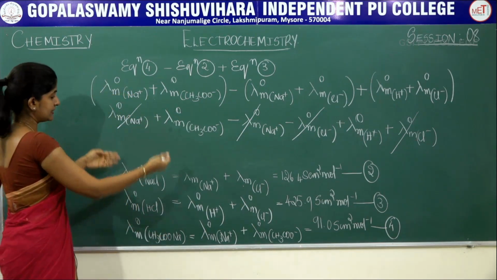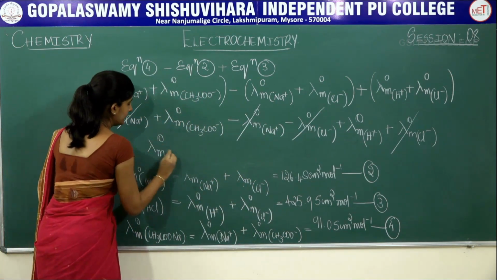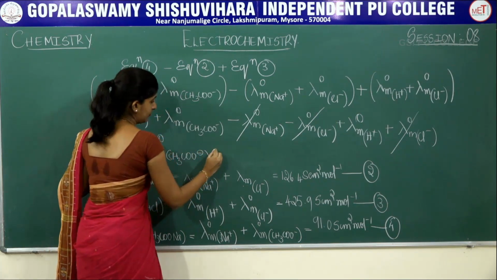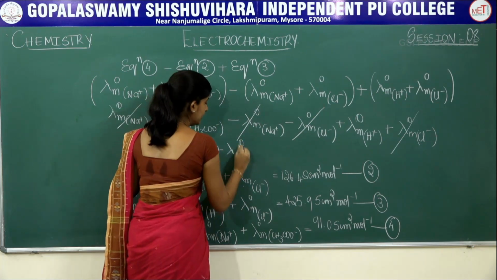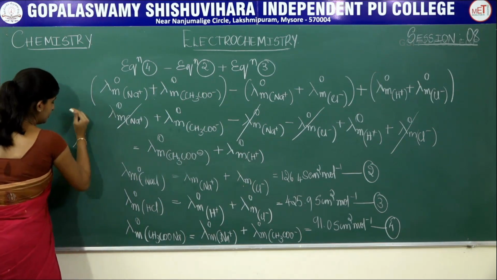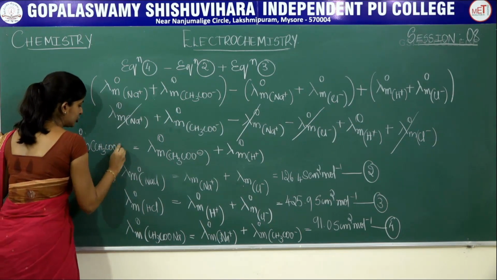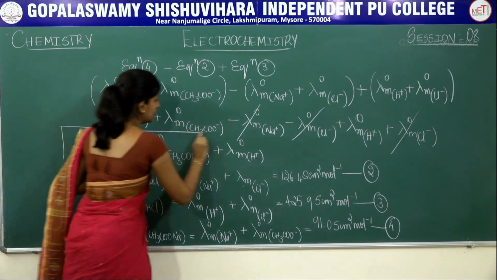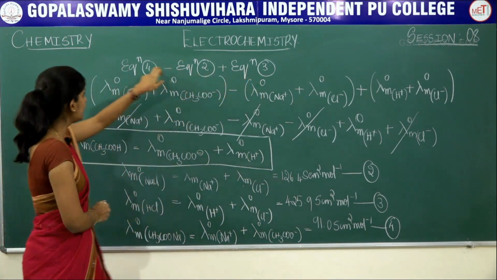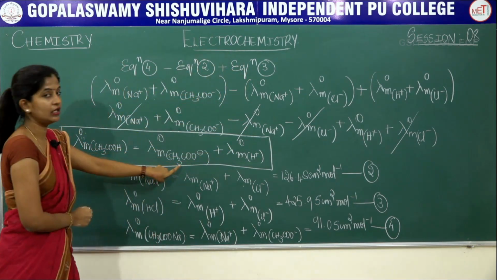So substituting the values here, accordingly we have got this one, that is lambda m naught of CH3COO minus plus lambda m naught of H plus, that's nothing but I can write this as lambda m naught of CH3COOH. So this was the equation that was required, which I have got by operating the equations like this. What is the operation? Equation 4 minus equation 2, plus equation 3. I have got the equation.